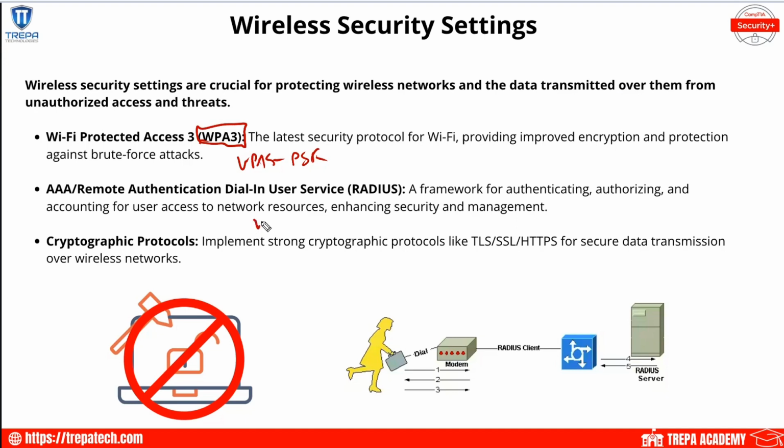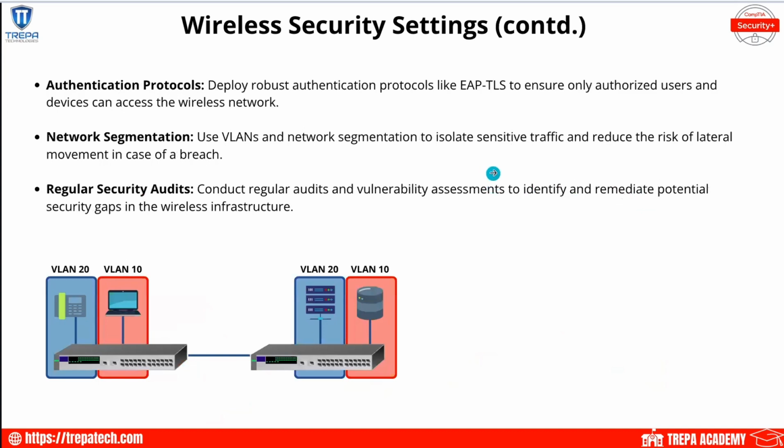If we're doing WPA3 Enterprise, where we're going to want users to log in via username and password or maybe some credential, we're going to want to use AAA and RADIUS as a framework to actually authenticate users using username and password. And then, of course, cryptographic protocols. We always want to ensure we're using strong cryptographic protocols when doing data transmission over our Wi-Fi or wireless networks.